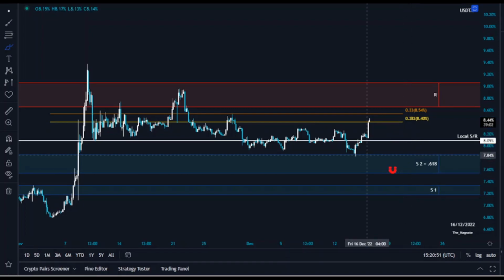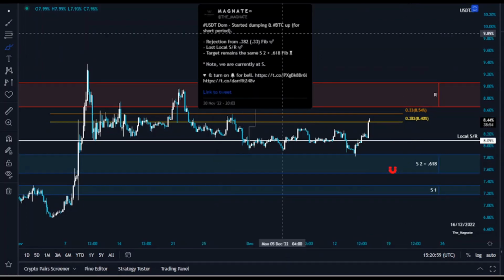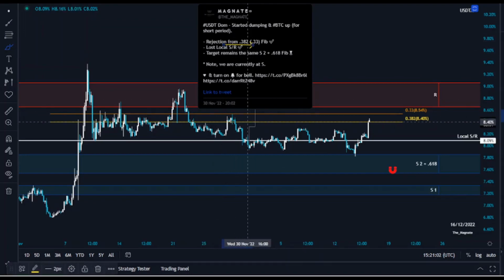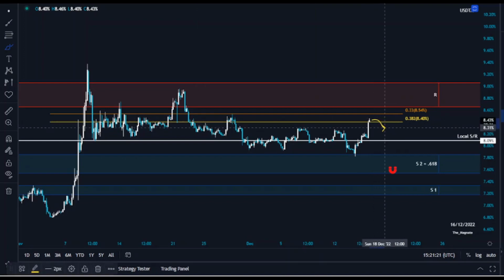So we reached our target number one in the previous update that I mentioned, that rejection from 382 took place. As you can see, that rejection I was talking about, and then after that the local support and resistance cleared, and the target remains the same, support number 2 and the 618 fib level. So we reached the upper level of this support, and as long as we're below this level, the local SR level, the 4-hour time frame as well as the mid-high time frame will be under consolidation, and we see choppy price, as I said, on BTC. The first target level after losing this level is going to be 755, 765.